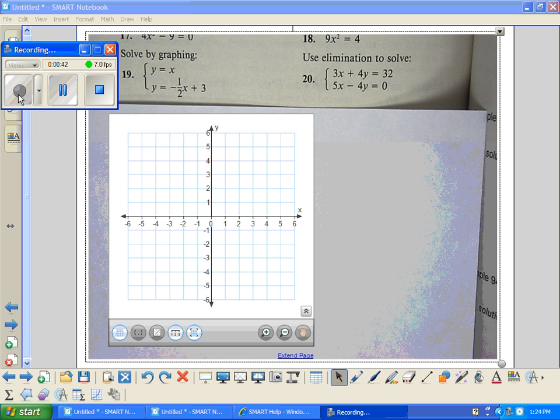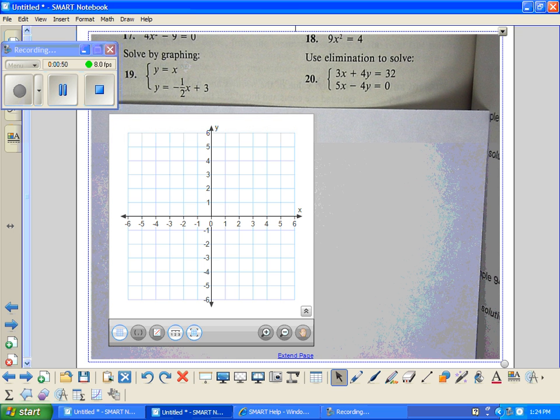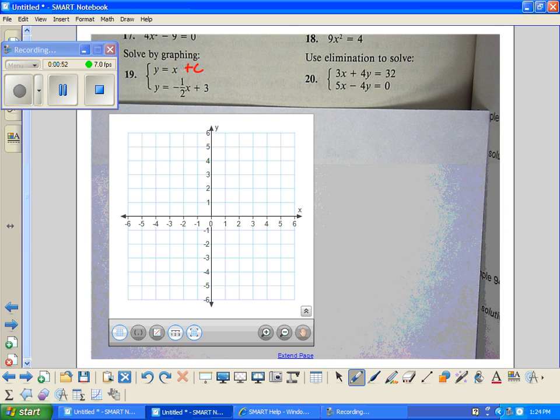Problem 19, solve by graphing. y equals x, and y equals negative 1/2 x plus 3. First of all, this problem is plus 0. So if I'm going to do the slope-intercept form, 0 is my y-intercept. The slope of this is 1 over 1. Up 1 over 1, up 1 over 1, the whole way. And we can quickly see the line here.